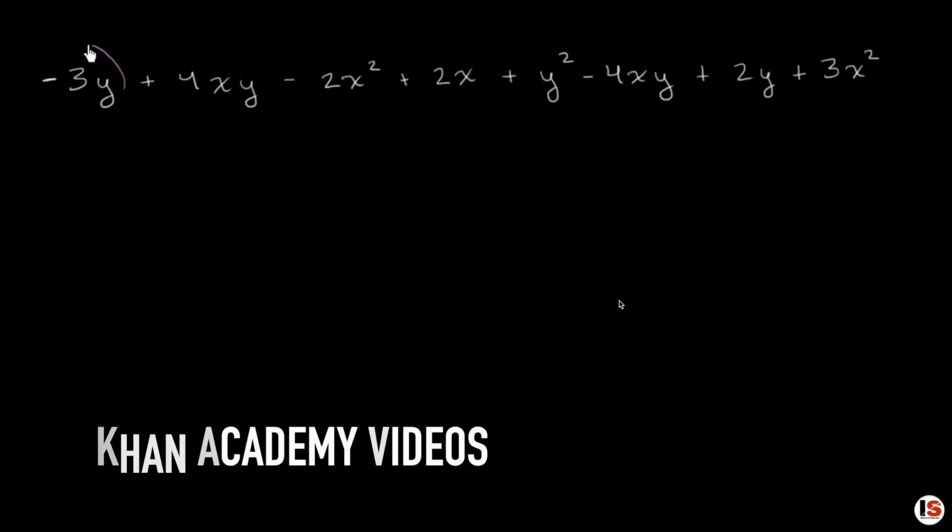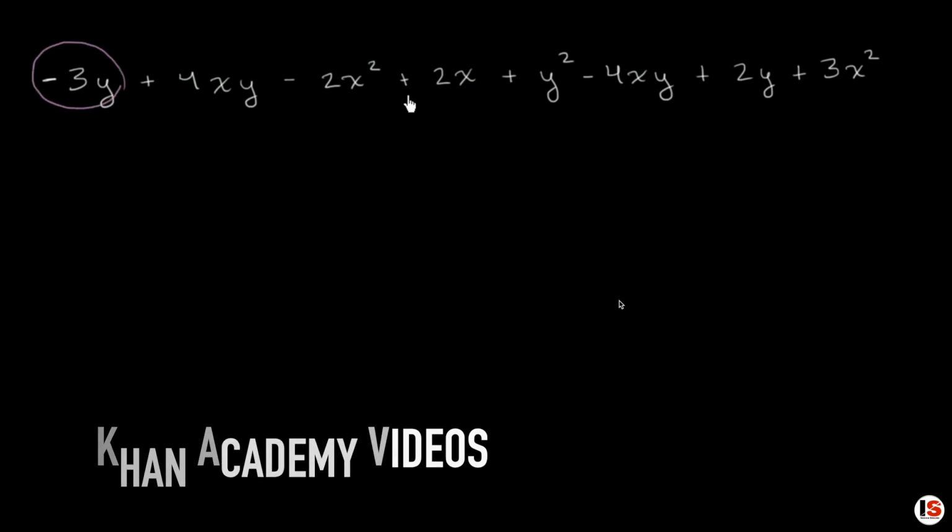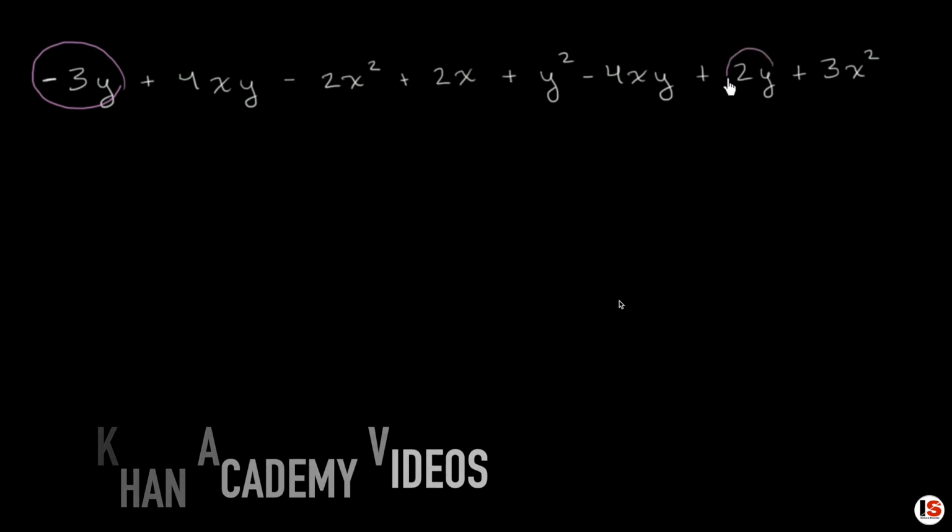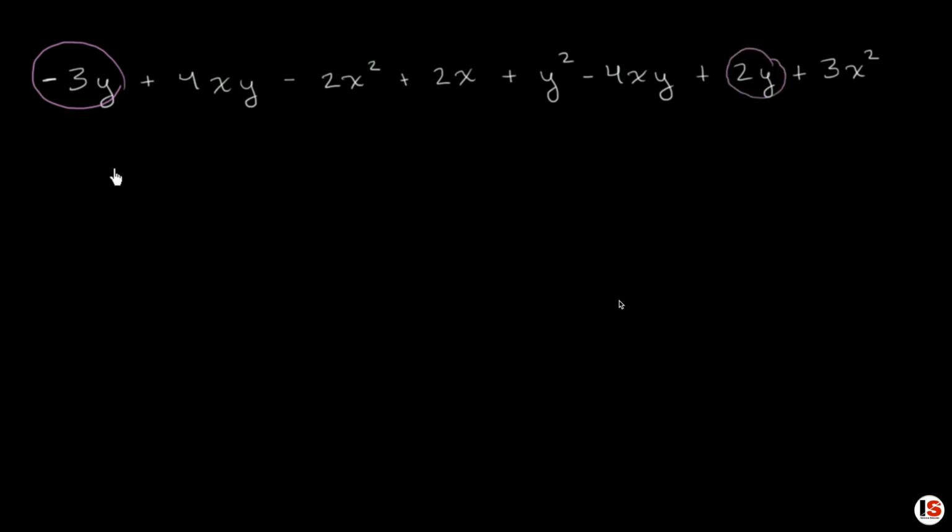So first let's think about the y terms. So you have a negative 3y there. Do we have any more y terms? Yes, we do. We have this 2y right over there. So I'll just write it out. I'll just reorder it. So we have negative 3y plus 2y.